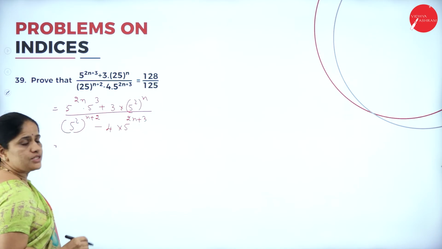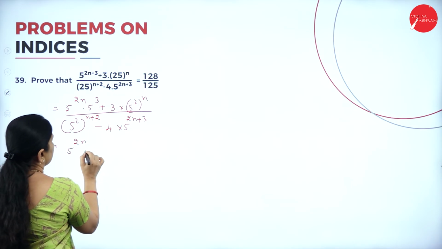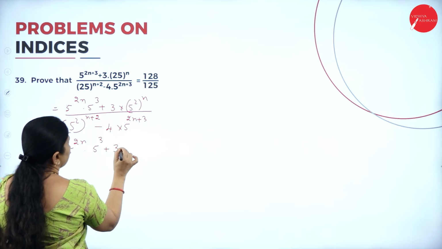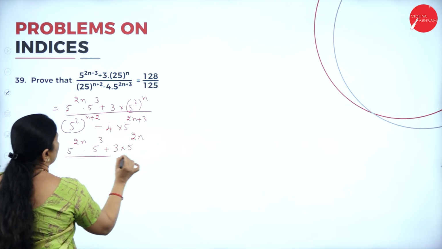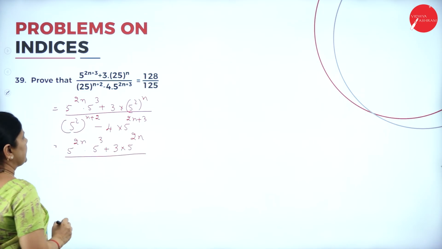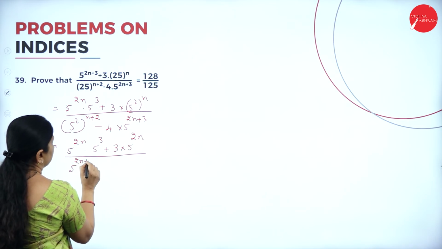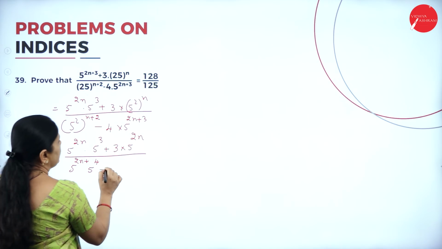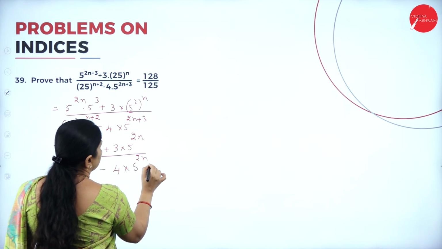So this is equal to 5 to the power of 2n into 5 to the power 3 plus 3 into 5 to the power of 2n, whole over. Now this I can rewrite as 5 to the power of 2n plus 5 to the power of 4 minus 4 into 5 to the power of 2n into 5 to the power 3.